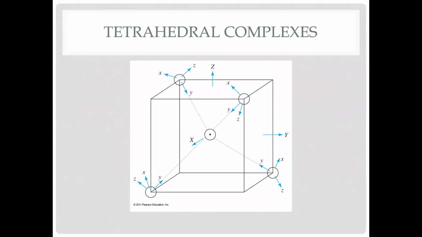All right, so let's talk a little bit about some other shapes. The tetrahedral environment is a little bit different from the octahedral environment because of the way the ligands come in. So here we have a cube. We can think of a tetrahedron as being formed by having ligands at 4 of the 8 corners of the cube, and they're going to be in a staggered arrangement.